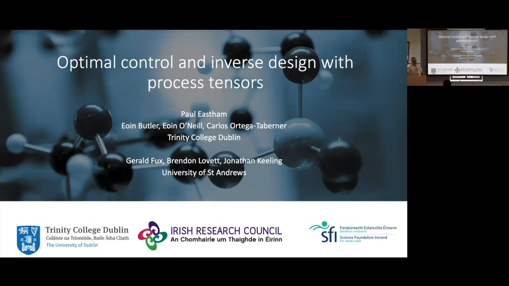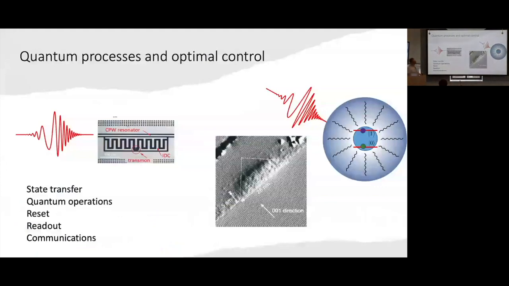So I'm going to talk about some things we've been doing, building on work of Gerald and Jonathan and various people, looking at how we can use the version of the process tensor that they've developed and the numerical techniques they've developed to compute this process tensor, not to simulate the dynamics of some system, but to work out how to control some system in order to do what you want it to do. So this is the problem of optimal control.